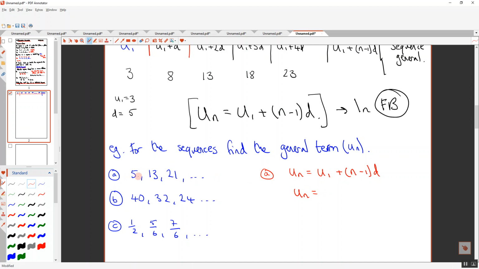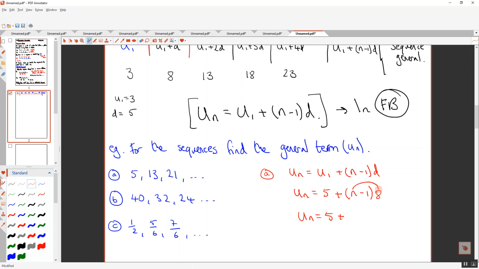Safia, what's U1 in this sequence? Yep. And because it's a formula, I have to have my n in it. And then, Maya, what's d in this sequence? 8. What's this 8 doing to this bracket? Multiplying, so I'm going to multiply it out.